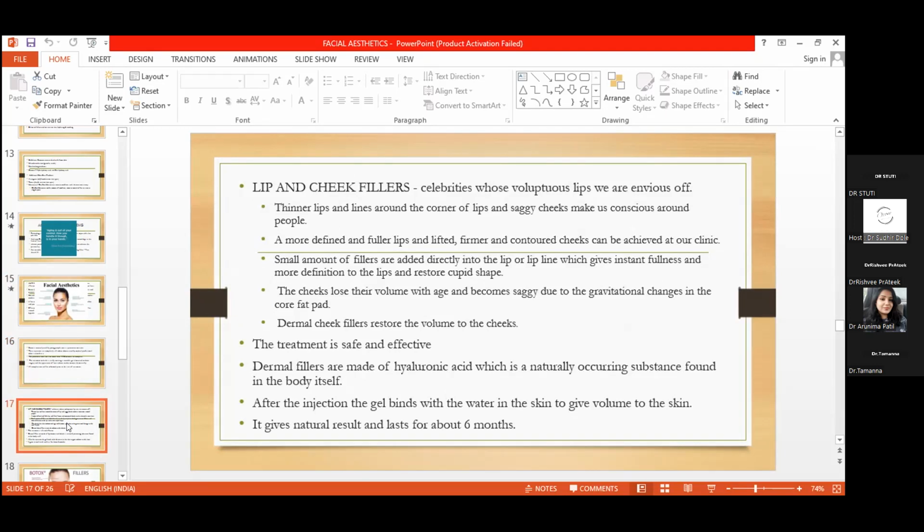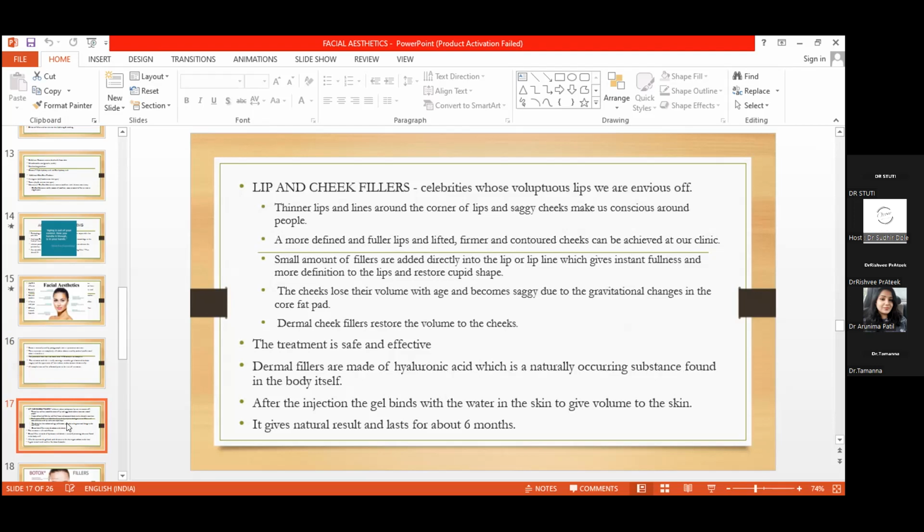So those are voluptuous lips. So volumized when we need. जब किसी को कुछ भरा भरा चीज चाहिए, तब fillers का काम start होता है. So thinner lips and lip lines. Saggy cheeks हैं, fuller lips चाहिए, firmer tone चाहिए. Then we can add on fillers. So depending on the volume required, we will keep on adding the dermal filler.